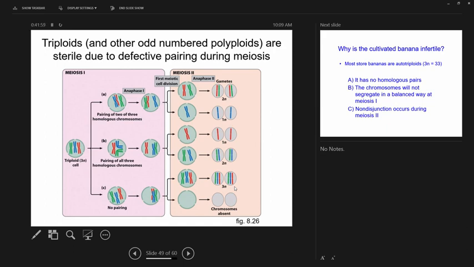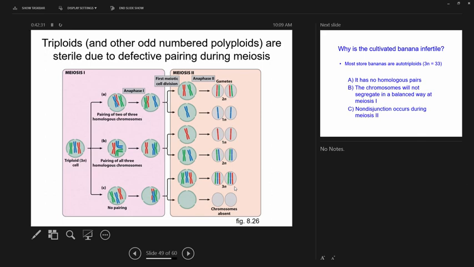So if there's 3, you get 1 pair and then 1 left over. If it's 5, you would get 2 pairs, that's 4, and 1 left over. If it's 7, you would get 3 pairs and 1 left over, etc. So is there any non-disjunction happening here? No, it's just that the segregation is incorrect because the normal method by which the cell determines who goes where doesn't work.